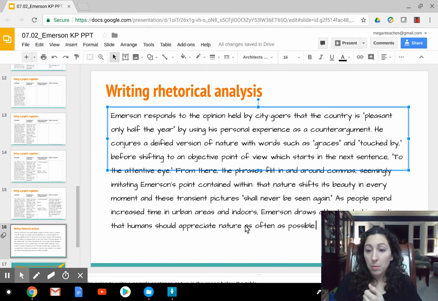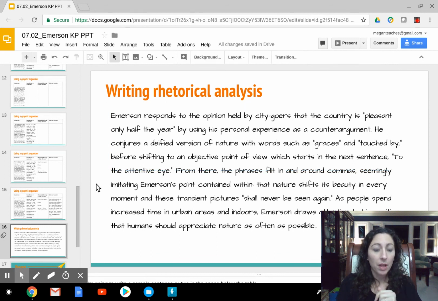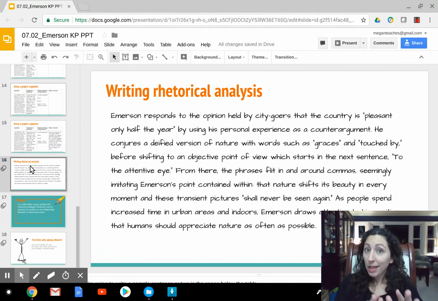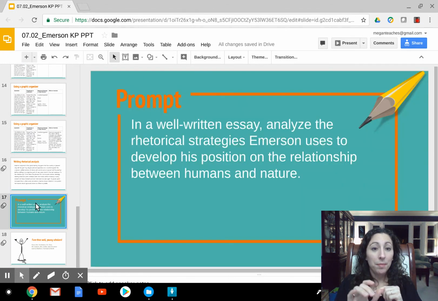Okay, so let's see if I like what I did. As people spend increased time in urban areas and indoors, Emerson draws attention to his position that humans should appreciate nature as often as possible. Okay, cool. All right, so I would continue to work on this. I would continue to revise to make my points. And hopefully I should be able to write a response to this prompt in a well-written essay, analyze the rhetorical strategies Emerson uses to develop his position on the relationship between humans and nature.